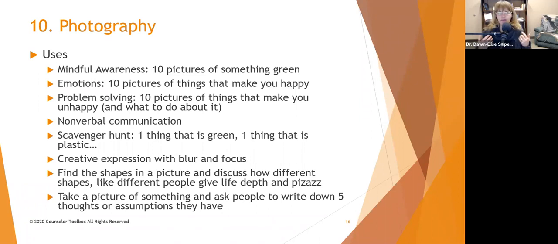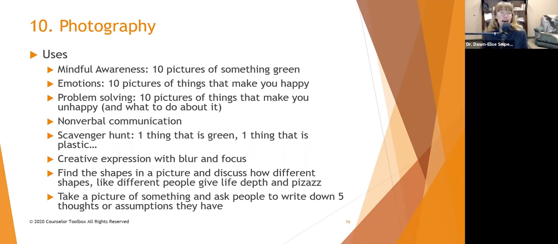Maybe litter and climate change makes them unhappy, so they can take a picture of the litter, and then maybe they take a picture of a recycling bin. Just makes them start problem solving. It also makes them move around more. It can be used as a means of nonverbal communication for people who are either nonverbal or are withdrawn. They may be able to go around and take pictures and then start talking about the pictures a little bit if they are not comfortable talking about themselves yet.